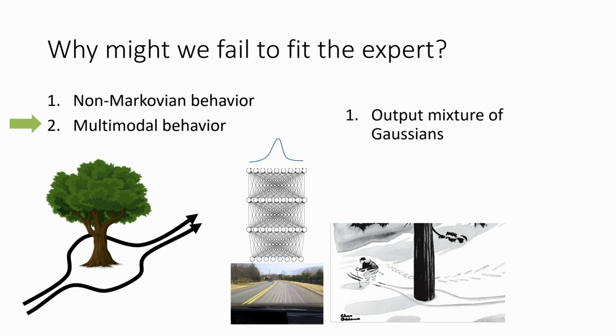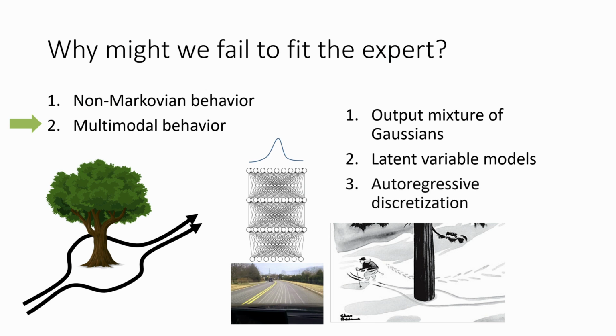Okay, so there are a few choices that you have. They all actually correspond to not using a single normal distribution. One is to use a mixture of Gaussians. It's in some ways maybe the least elegant, but it's the easiest to implement, and it tends to actually work decently well. The second one is to use a latent variable model, and I'll go into a little more detail on each of these. And the third one is to use what's called autoregressive discretization.